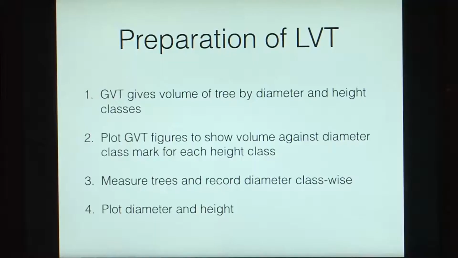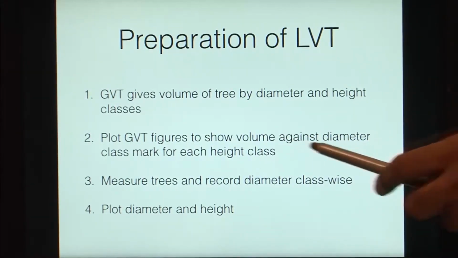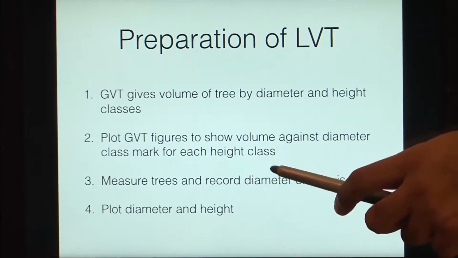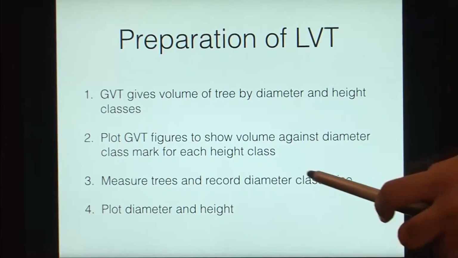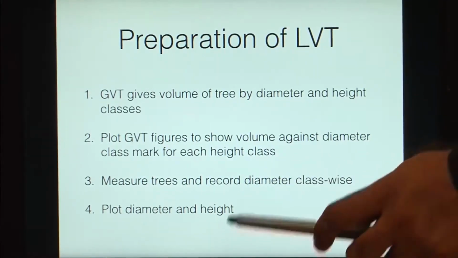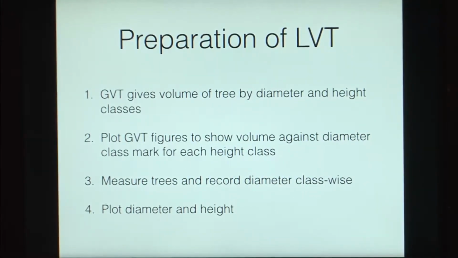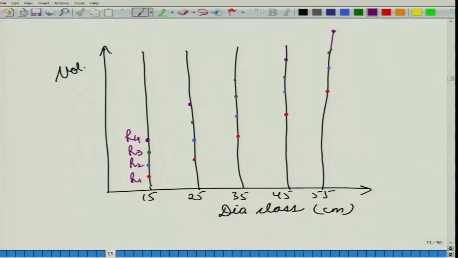So, coming back to the slides. We are plotting our GVT figures to show the volume against the diameter class mark for each height class. Next, we will measure our trees and record diameter class wise their values to plot diameter versus height. So, now coming back to the tablet. For our particular location we are measuring the diameters and the heights. So, suppose we get the heights like this.